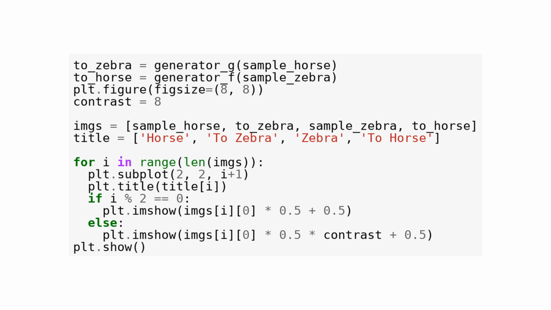We then iterate over these images, creating a 2 by 2 grid of subplots. For each image, we assign the corresponding title. When displaying the original images, we simply rescale the pixel values from the range -1 to 1 to 0 to 1 for proper visualization. For the generated images, we additionally multiply by the contrast factor to enhance their features before rescaling. Finally, we call plt.show to display the composite figure, allowing us to visually compare the original and translated images side by side. This provides a clear and intuitive way to assess how well the model is performing in translating between horses and zebras.